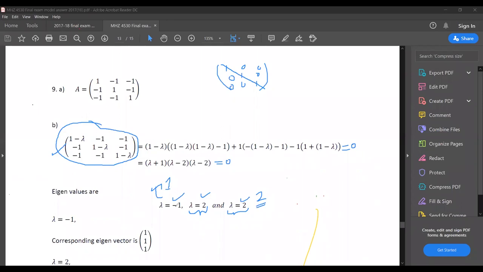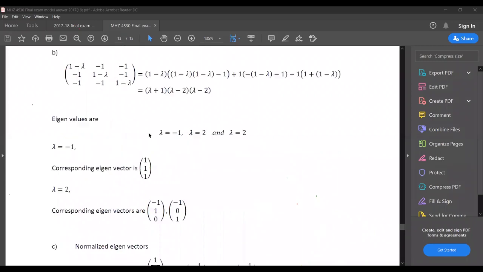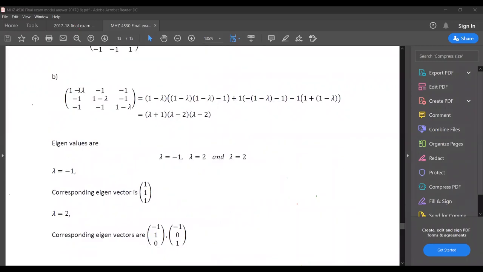So we need to substitute minus 1 in this matrix and find the new matrix. What is the new matrix after substituting minus 1? It becomes 2, minus 1, minus 1; minus 1, 2, minus 1; minus 1, minus 1, and 2. I think you all remember how to do row operations, right?